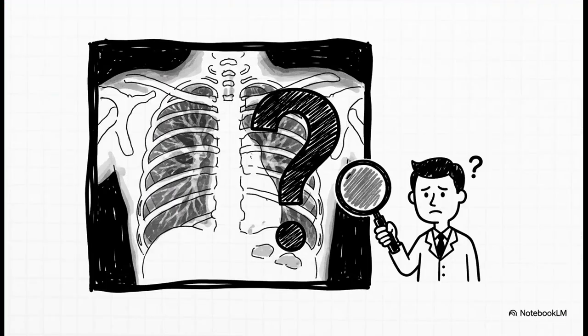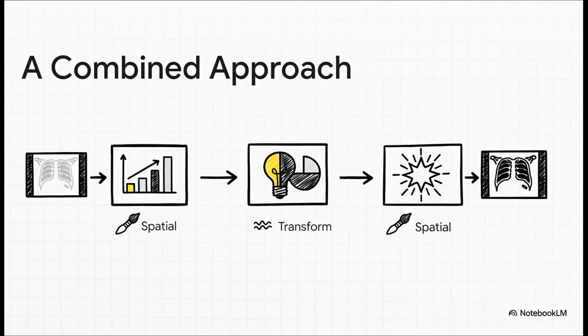So here's the challenge, and it's a huge one. Doctors need to spot really subtle signs of tuberculosis on chest x-rays, but these images are often low contrast, which makes finding those early signs super difficult. So the question is, can this technology help them see more clearly? And the answer was a huge, resounding yes.